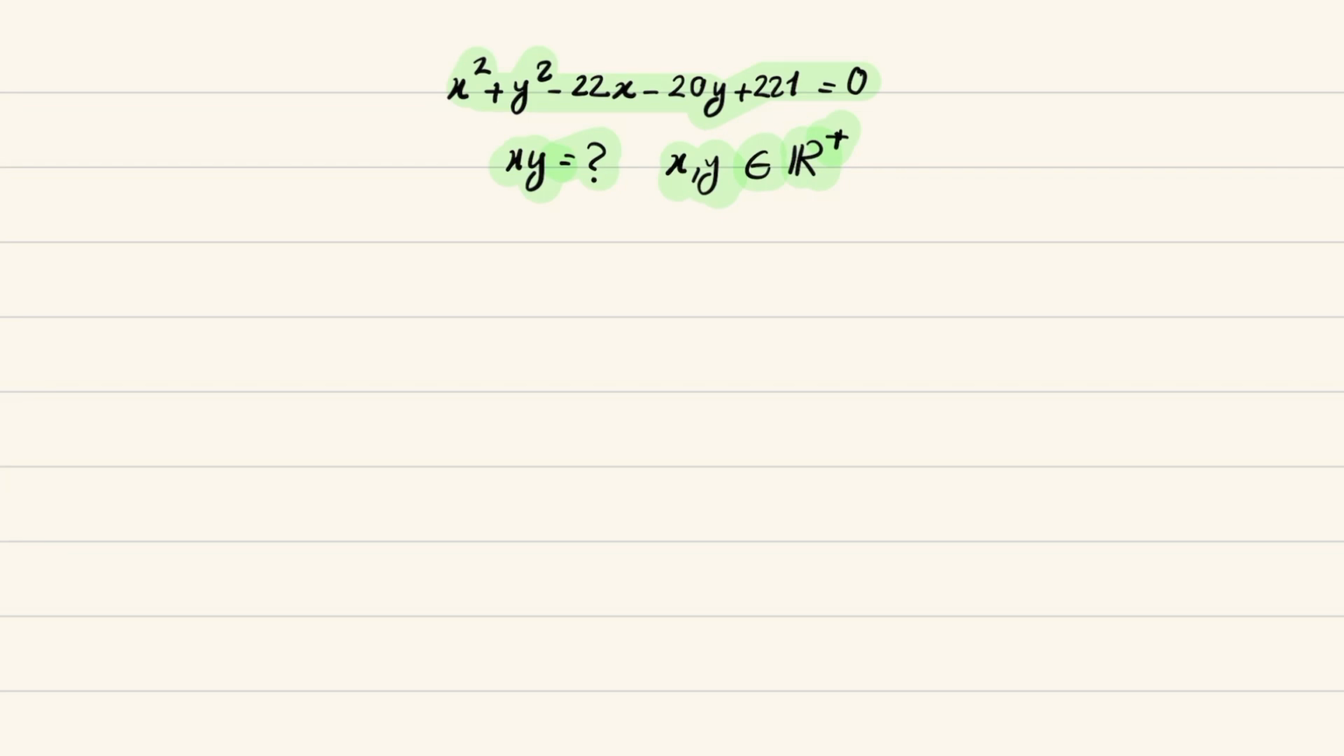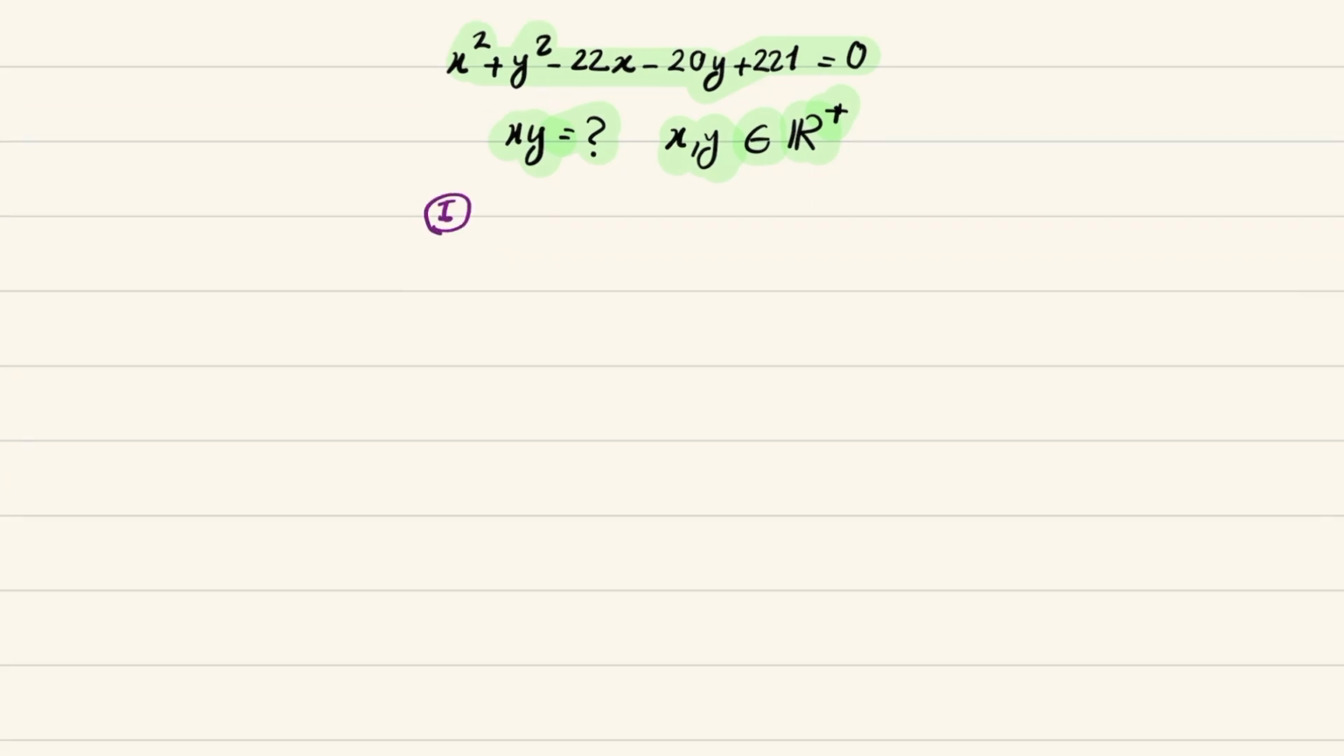Before starting the separation process, I want to use one hint in this problem, and the hint that I use is (x minus a) squared is equal to x squared minus 2ax plus a squared. So I'm looking for a similar term in our main expression.